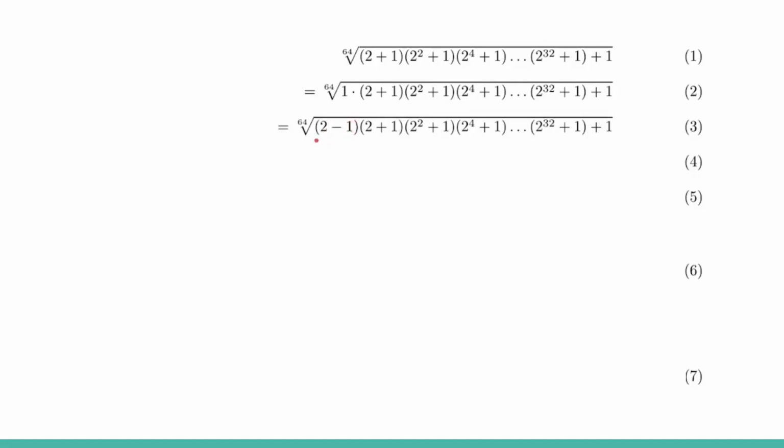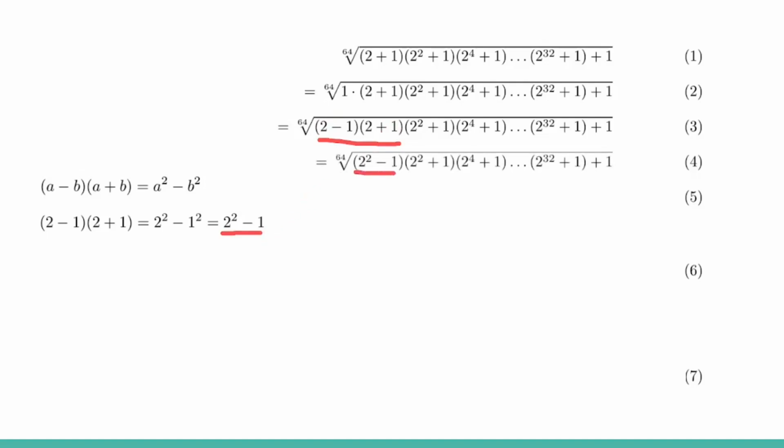And if you're astute, you would have noticed that 2 minus 1 and 2 plus 1 multiplied together actually fits the formula (a minus b) times (a plus b), which evaluates to a squared minus b squared. So what this means is that 2 minus 1 times 2 plus 1 is equal to 2 squared minus 1 squared, which would just be 2 squared minus 1. And so we can substitute this product by 2 squared minus 1. And the rest are just the same.